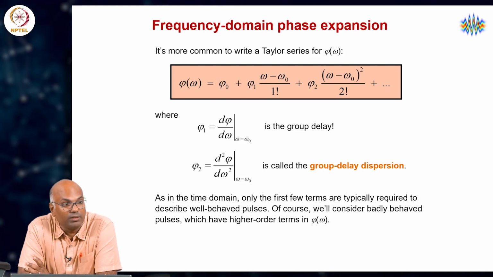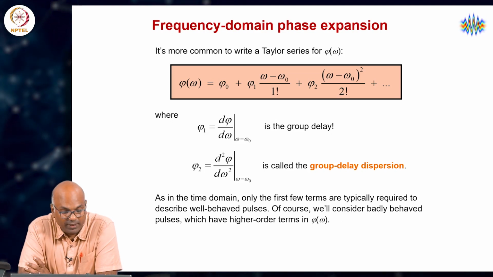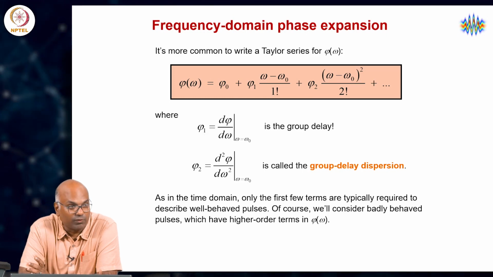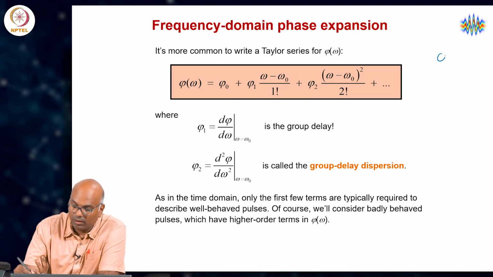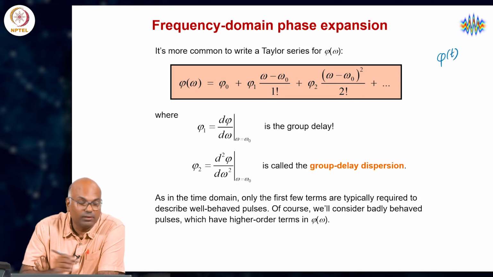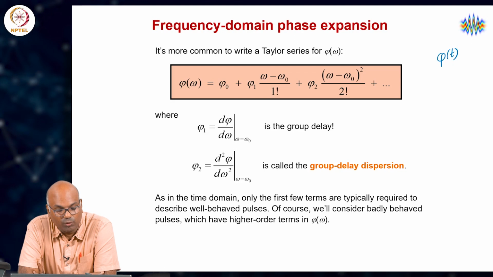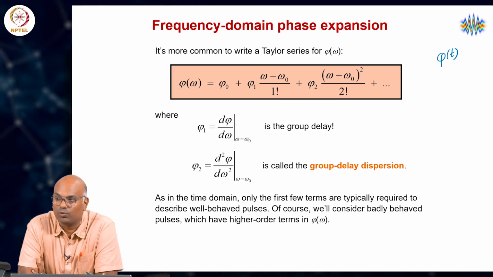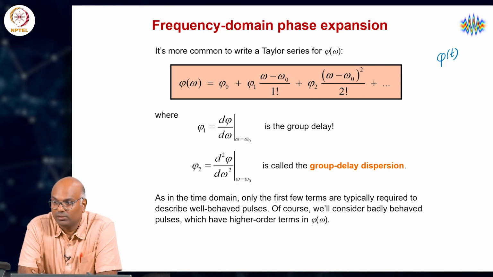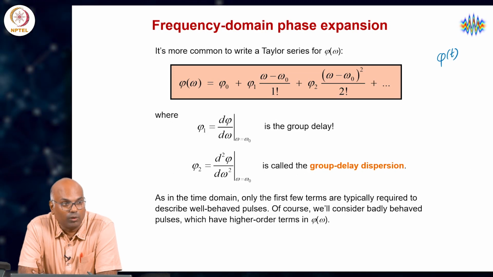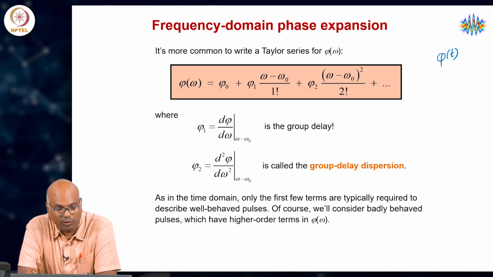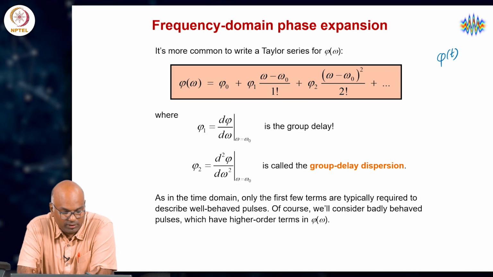Inasmuch as we discussed and described the temporal phase function phi of t as a Taylor series, in the spirit that it is important, we know it exists, but we do not know it until we measure it. This is also true for I of t or the square root of I of t, all of them, or for S of omega for that matter. All these need to be measured.